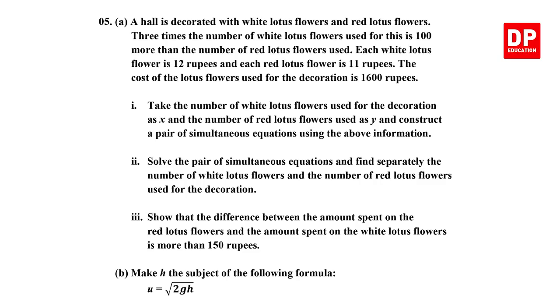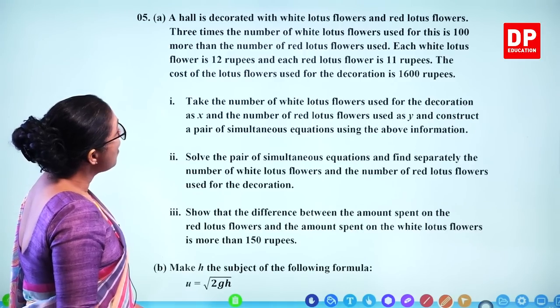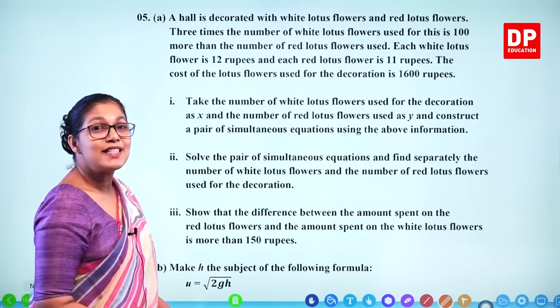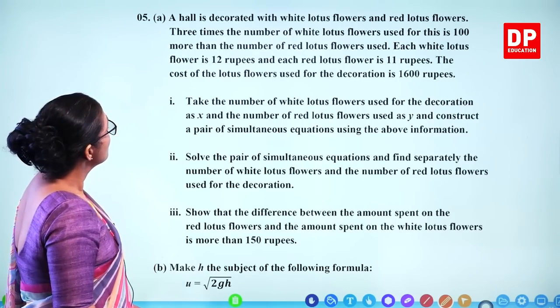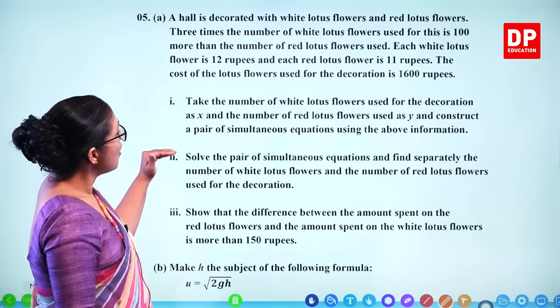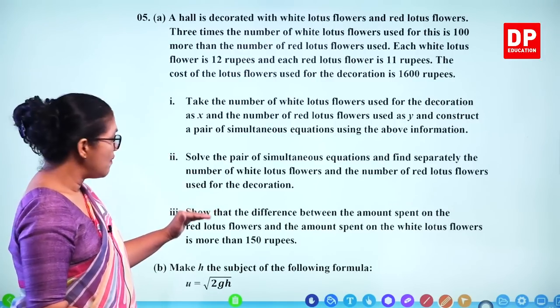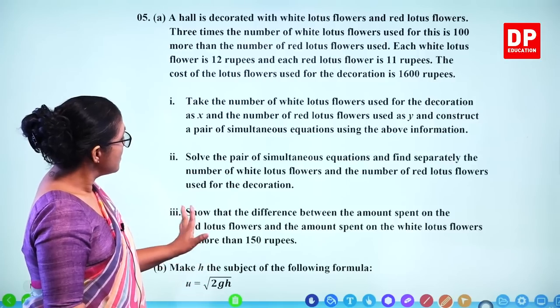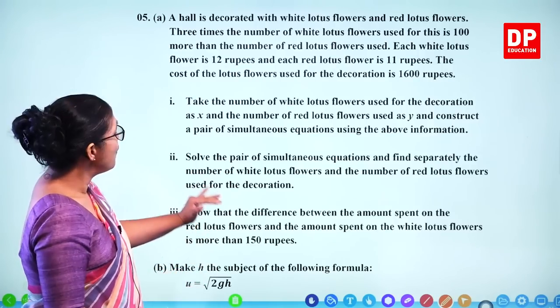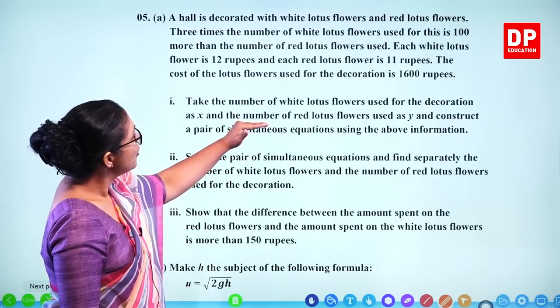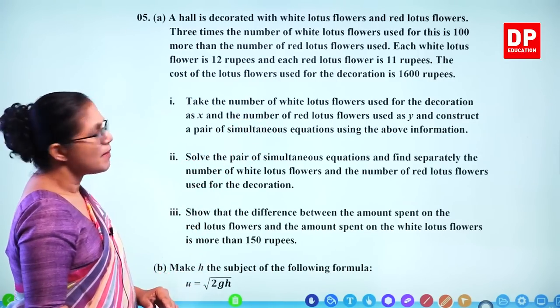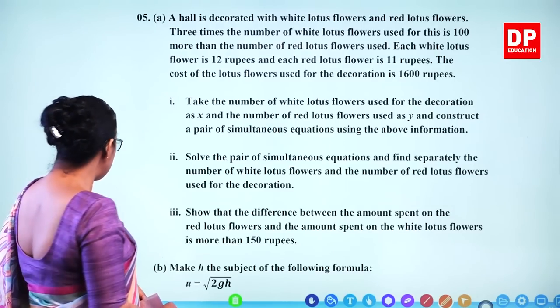Question number 5. This is about constructing simultaneous equations. So we have to construct an equation and then solve, find the answer. That means take the difference. Everything uses the values you get from this simultaneous equation. So let's do that.